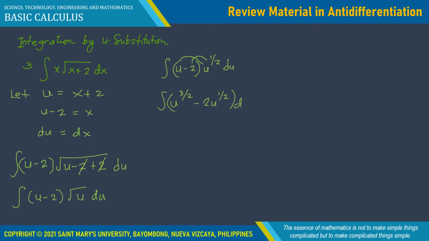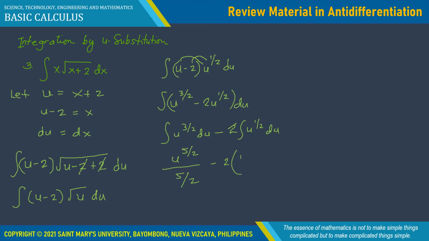du. Okay, then, same procedure. So, we have u raised to 3 over 2 du. Labas yung constant. So, we have 2u raised to 1 half du. Then, integrate natin. 3 over 2 plus 1 is 5 over 2. So, 5 over 2. Dalhin din sa denominator yung 5 over 2. Then, minus 2 times u to the 1 half.